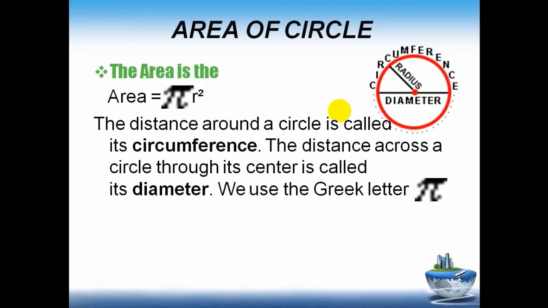The distance around a circle is called its circumference. We have already discussed in the previous slide that the distance around a circle is called the circumference. The distance across a circle through its center is called its diameter. We use the Greek letter pi.